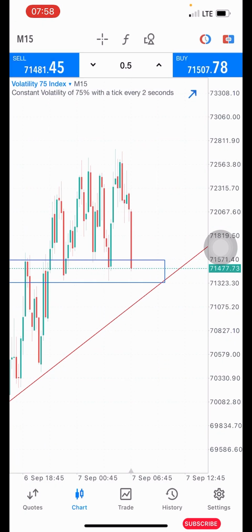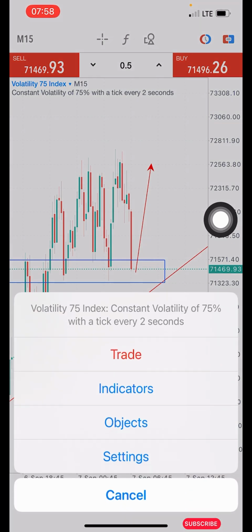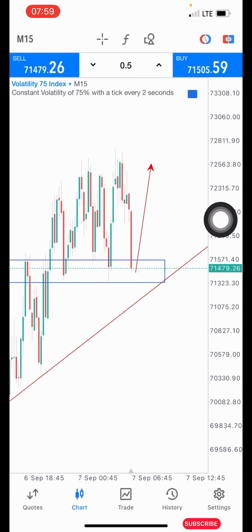I'm expecting price to bounce from this area of support, now down to this area of resistance. This is what I'm expecting to happen in the 15-minute time frame.